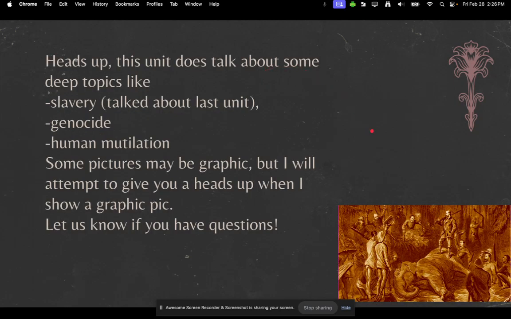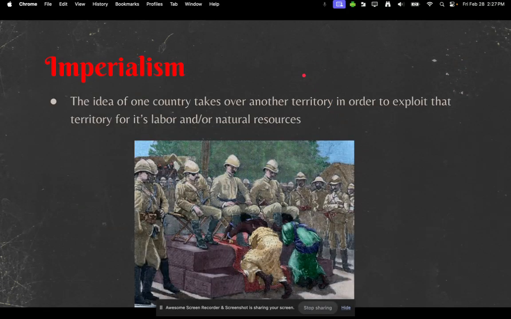All right, honestly, when I was in high school, I didn't know much about imperialism, but we're going to learn a lot about it this unit. So, heads up, this unit does talk about some deeper topics like slavery, which we also talked about last unit, genocide and human mutilation. Some pictures might be very slightly graphic. They're not bloody and gory and gross. I'm pretty good about giving a heads up when those images come up, but if you have any questions, just let me know.